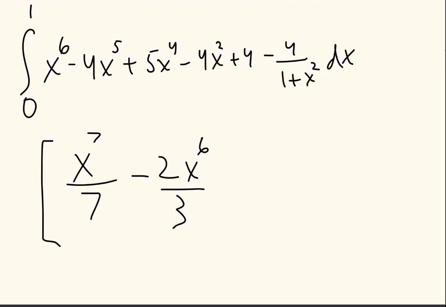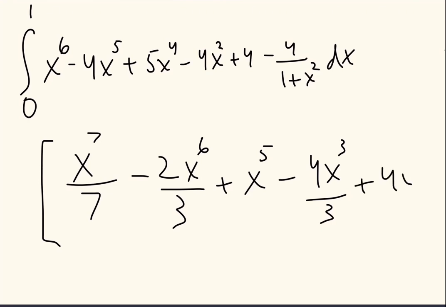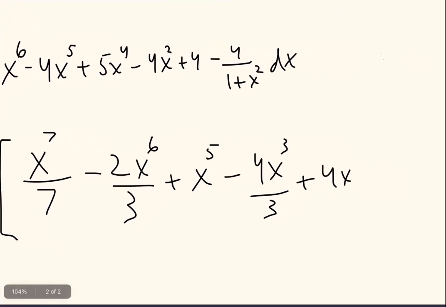Now, the next antiderivative, the antiderivative of 5x to the power of 4 is just x to the power of 5. Then the antiderivative of negative 4x squared is just negative 4x to the power of 3 divided by 3. Now our next antiderivative of 4 is just 4x. And now this is the tricky part.